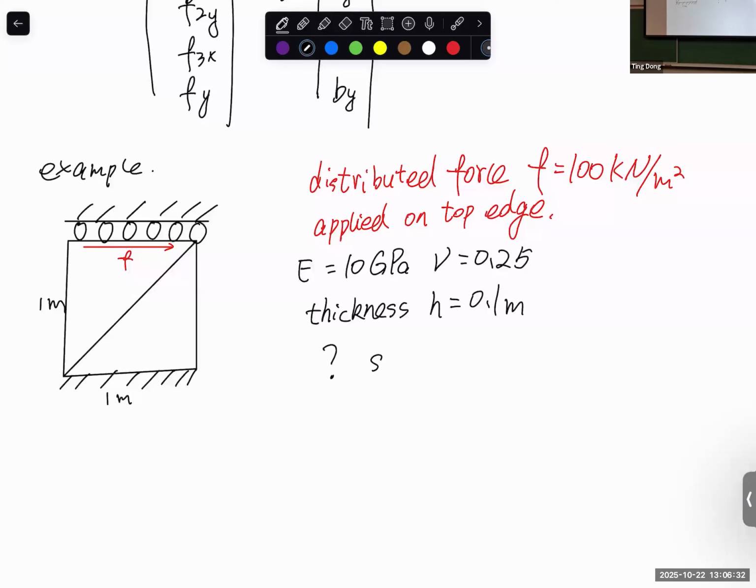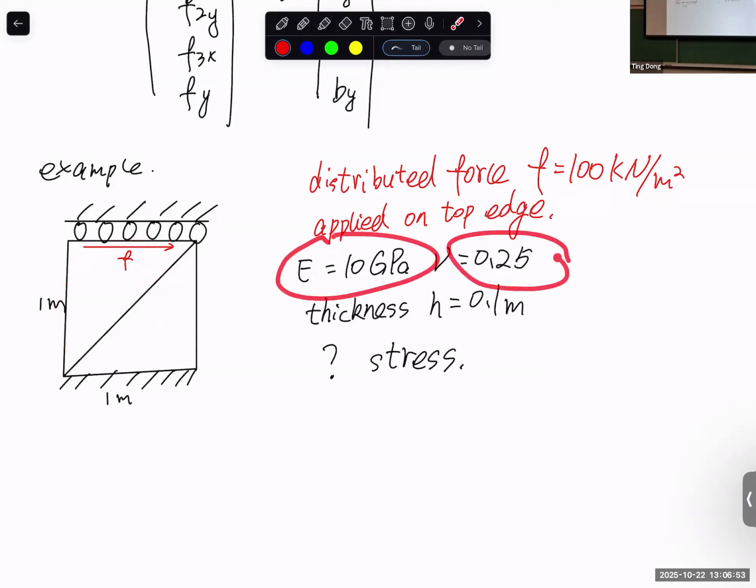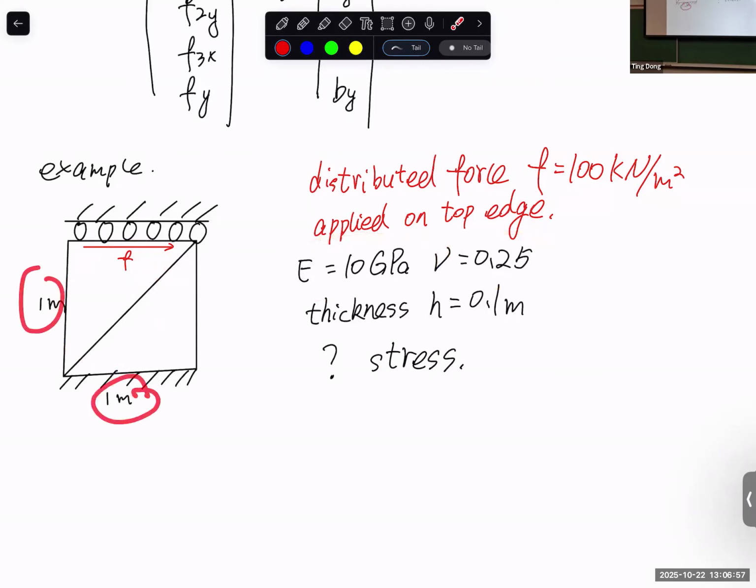Calculate stress in our structure. So this is closer to a real life problem. We know what material we want to use for this square structure. Young's modulus and Poisson ratio are given, so we know the material property. The dimension of the structure is given.